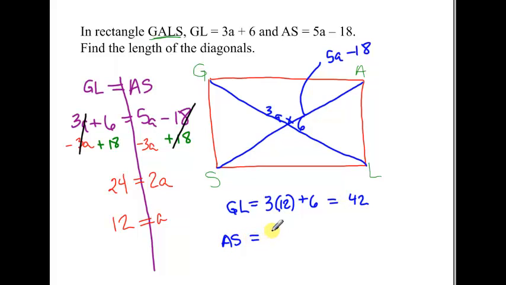And AS is my second diagonal. Sure hope I get the same answer. They should be equal. 5 times 12 minus 18. 5 times 12 is 60. Take 18 away from 60 and you get 42. They check. I love it when life happens like that. Everything works out just great.